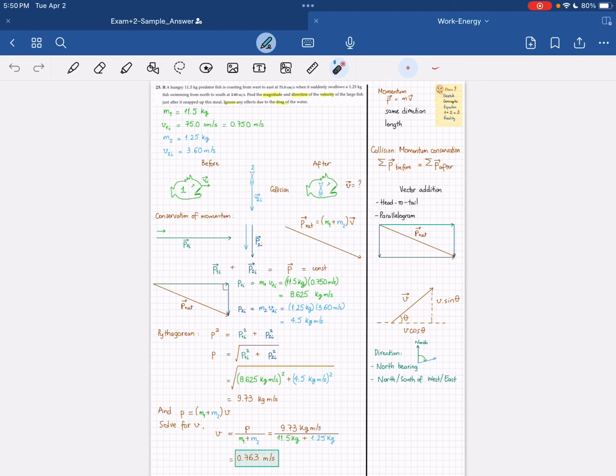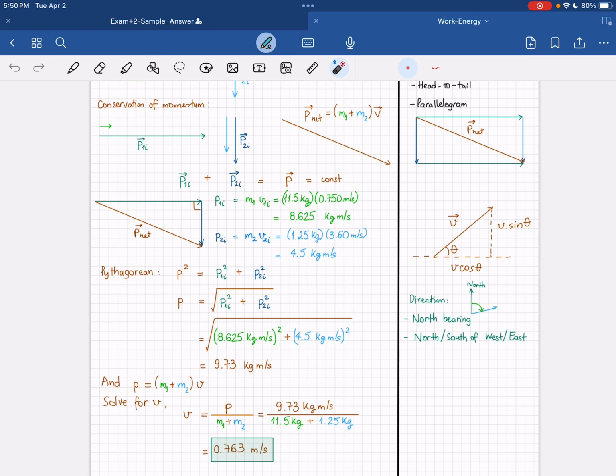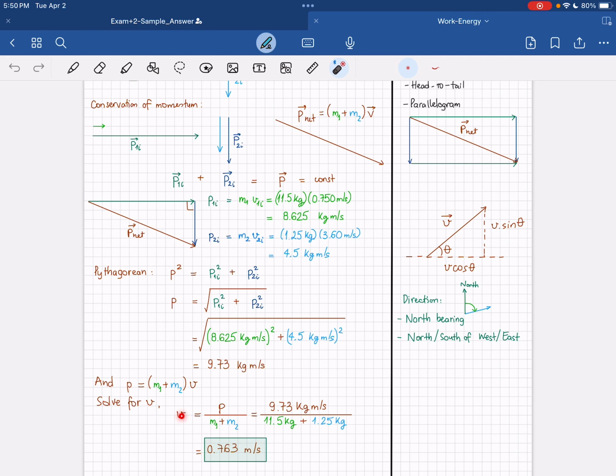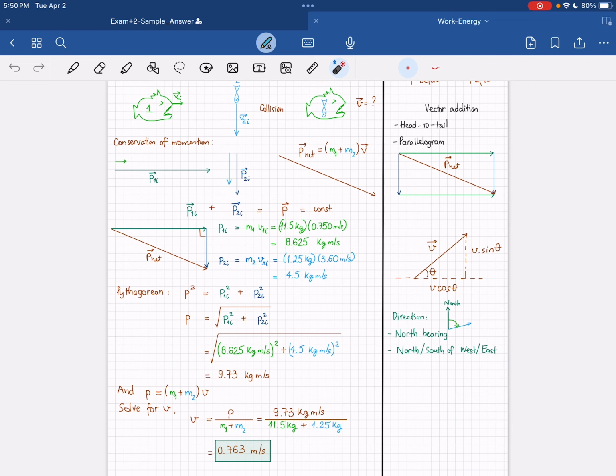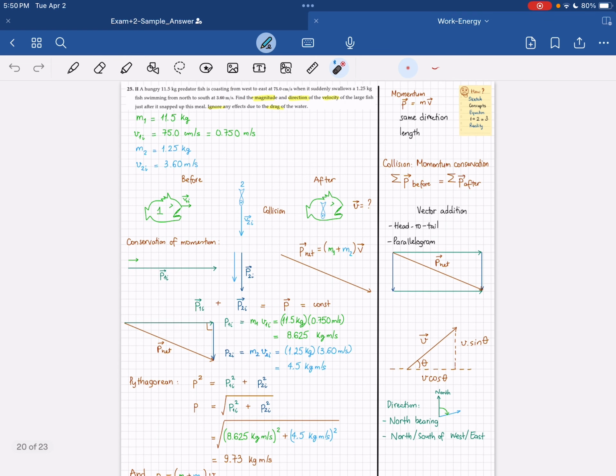Welcome back. So have you figured out the final answer? What I found is this value here, the final V. So let's walk through the whole solution together again.